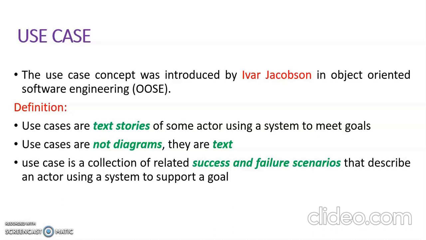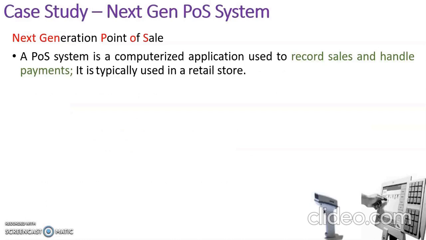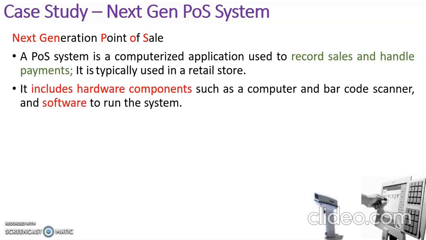Let us better understand the use case with an example. Next Gen POS system. Next Gen POS system is abbreviated as Next Generation Point of Sale system, which is nothing but a computerized application used to record the sales and handle the payments. It can be used in any retail stores or any shops which involve billing using software.